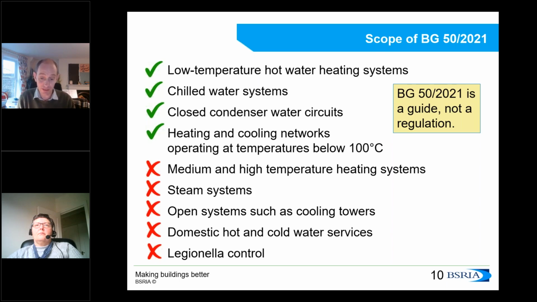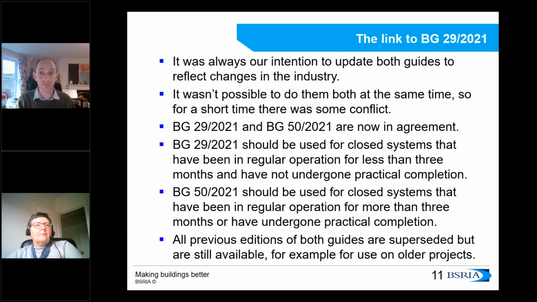There are additional guidelines that apply to those, and I believe some of those are referenced in the text of BG50. It doesn't apply to steam systems. Again, there are separate guidelines for those. It doesn't apply to open systems such as cooling towers, which have entirely separate water treatment issues. It doesn't apply to domestic hot and cold water services. In other words, the hot and cold water that comes out of your taps. And it's not about Legionella control either. Legionella is not an issue in a closed system. Legionella is only an issue in open systems.